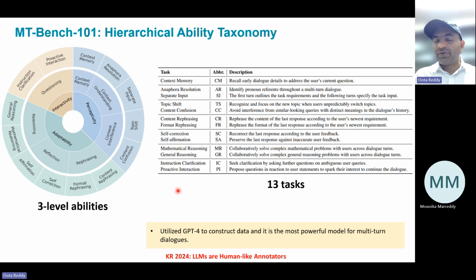Overall, on MT-Bench 101, they used GPT-4 to construct this data. Whatever data they constructed here, they used the GPT-4 model, which is the most powerful model for multi-turn dialogue, where multiple users are talking, and GPT-4 evaluated all these responses.